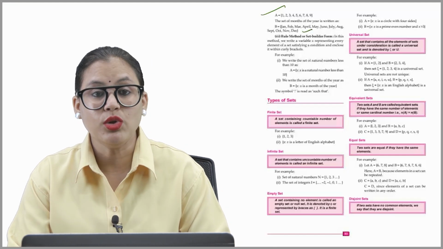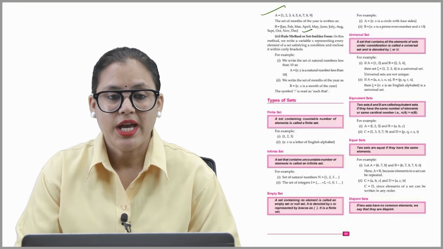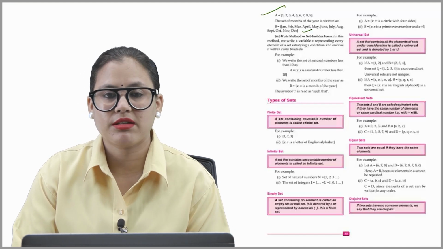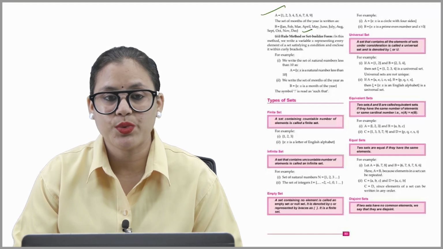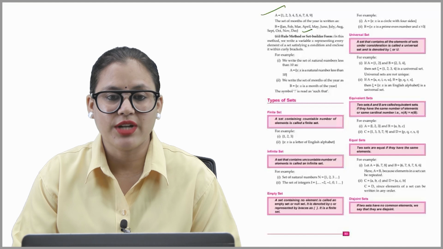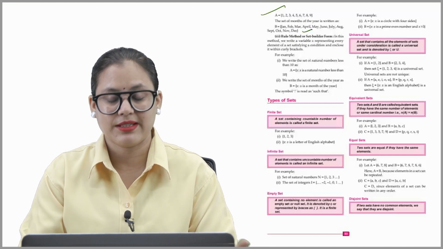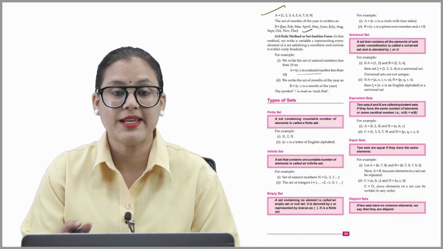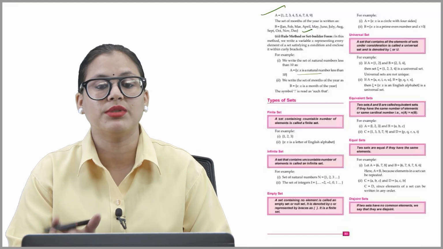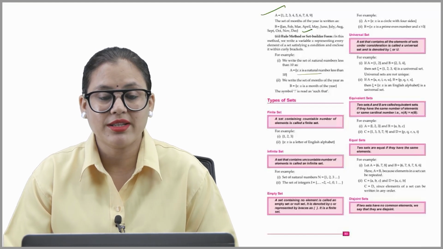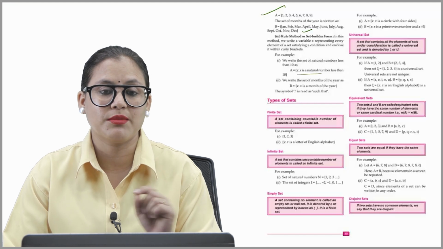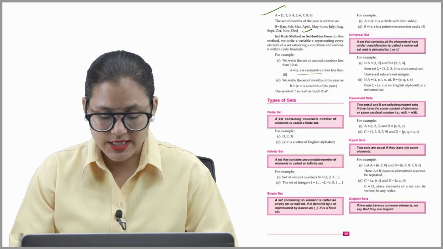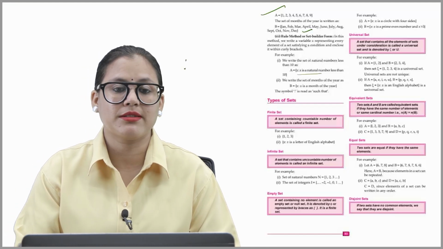Number 3 is rule method or set builder form. In this method, we write a variable x representing every element of a set satisfying a condition and close it within curly brackets. For example, number 1, we write the set of natural numbers less than 10 as x such that x is a natural number less than 10. And number 2, we write the set of months of the year as B equals, in curly brackets, x such that x is a month of the year. This symbol is read as such that.